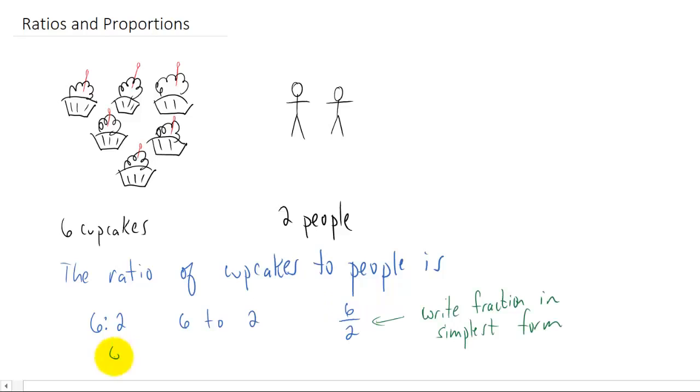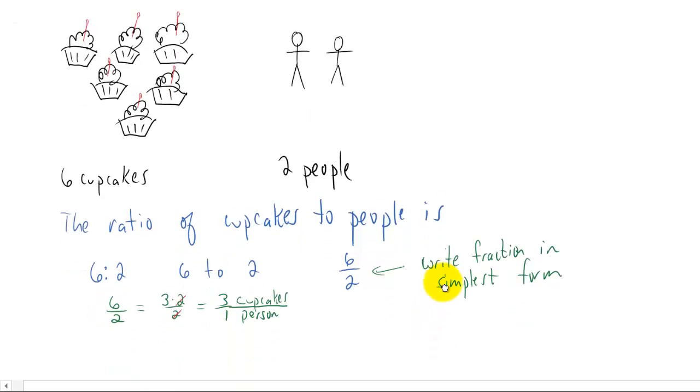Now typically if we write a ratio as a fraction, we would like to write it in simplest form by reducing it. And the way that we write this fraction in simplest form, I was told to break my numerator and my denominator into prime factors. So 6 can be written as 3 times 2. And the reason we do that is because we can now cancel a 2 from the numerator and a 2 from the denominator. And that leaves us with a 3 over 1. And units are always nice. So this is 3 cupcakes per 1 person. I want to come back to this scenario, but let's look at another scenario first.